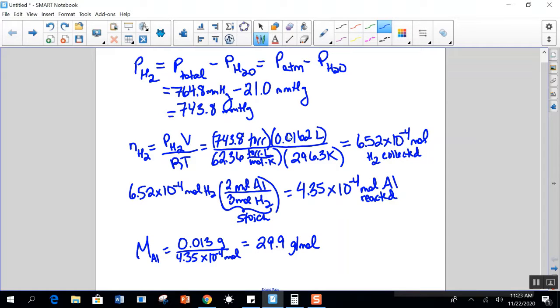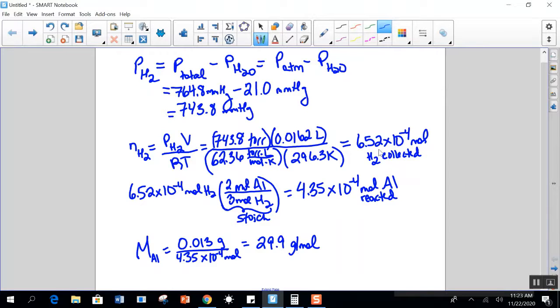This is the volume of gas that was collected. Here is my R value in torr, so that torrs cancel. Remember, volume has to be in liters to use this R value, and my temperature has to be converted to Kelvin. When I plug into PV = nRT, I get 6.52 times 10 to the negative fourth moles of H2 collected. That's what was actually produced in my experiment with the pressure, volume, and temperature that I recorded.